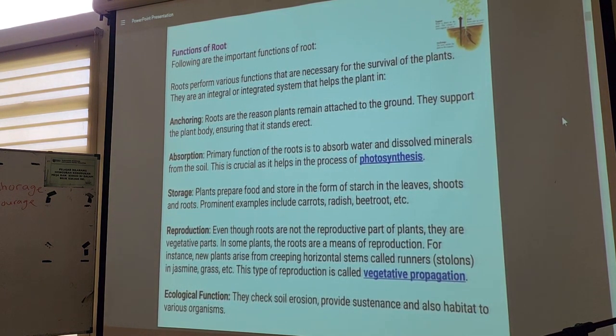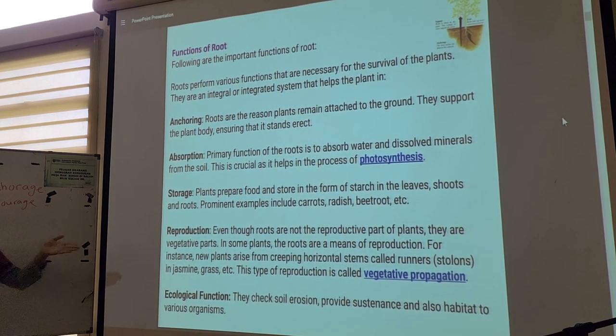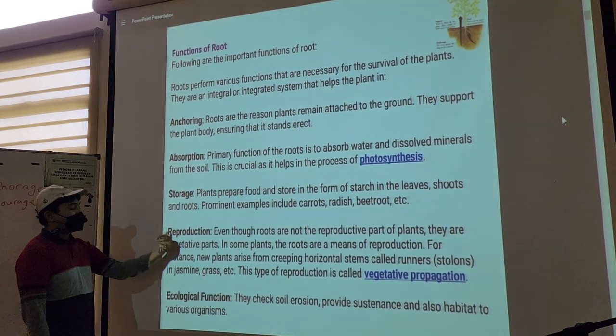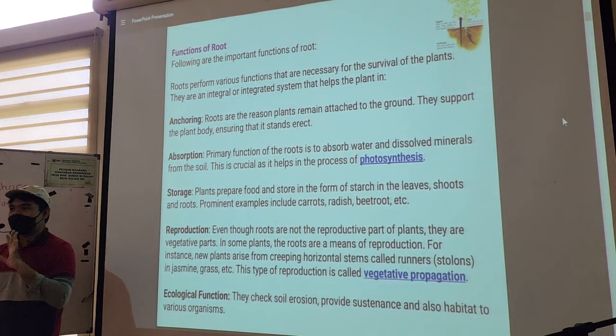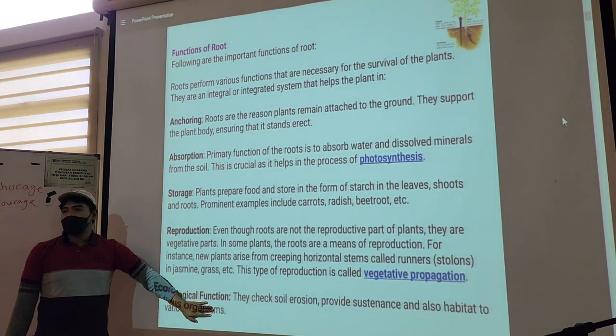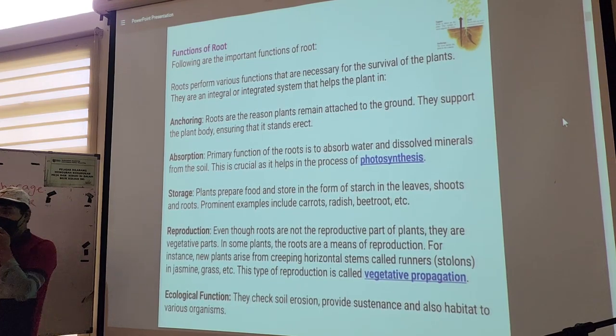Okay, so just a bit more to go on the function of the roots. It's for anchoring, for absorbing nutrients and water, for storage, plus another one, reproduction. Yes, for reproduction, because the roots, even after they have undergone modification, are still roots. When you take it and bring it somewhere else, it can give rise to the whole plant. Okay? And it also serves properties in ecological function.